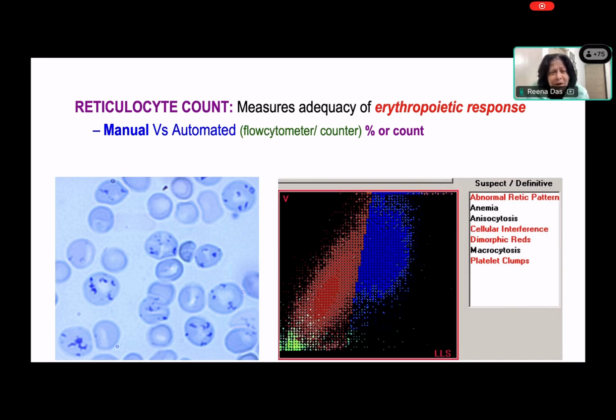So how do we measure it? Most commonly people do a manual reticulocyte percentage. You must see at least 1,000 RBCs which are stained, and of them see what the reticulocyte count is. Now it is also mentioned in the books that you must see at least 100 reticulocytes, which is not easy to do.